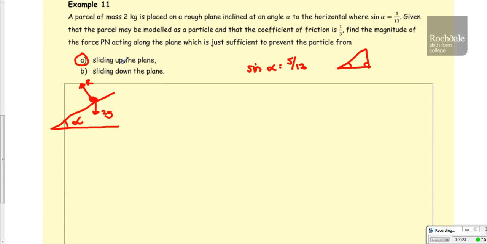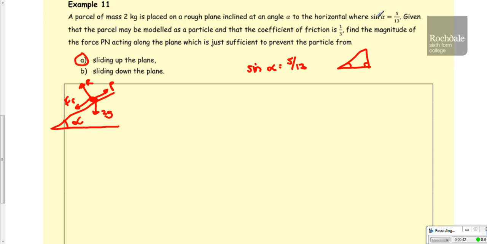Now, in this case, because the object is about to move up the plane, we know that the force P must be acting in that direction in order to make it inclined to move up the plane. And we know therefore that friction will be opposing that and trying to hold it back into this position. So this is the diagram that we need to be working with.